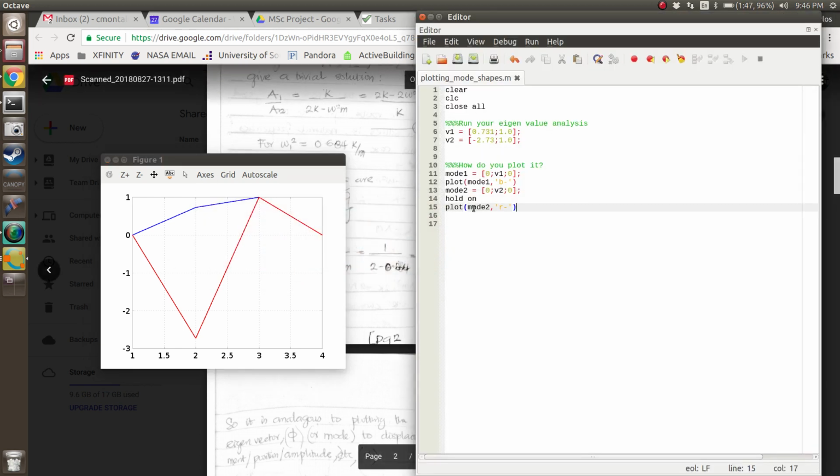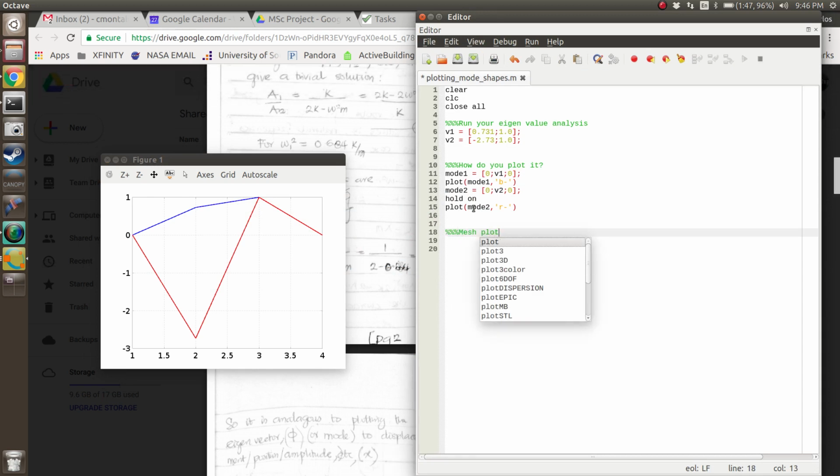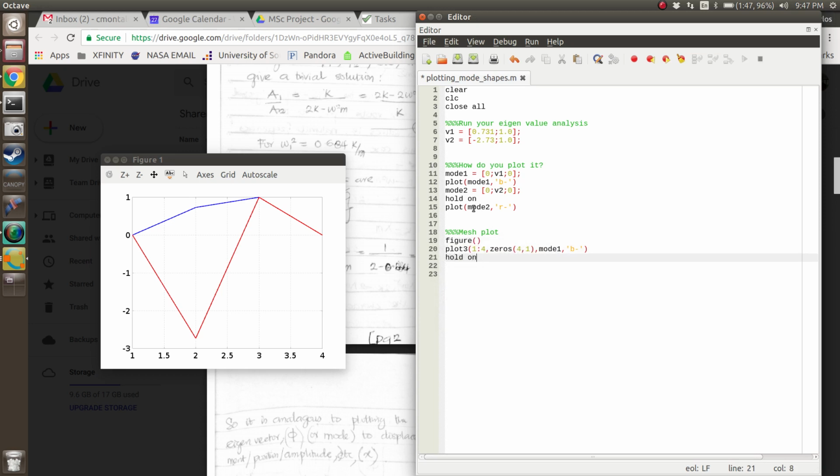Now, what I thought would be cooler was if we actually made not a contour plot, but a mesh plot of all of them. So if we did a plot3 command, our x coordinates would just be 1 to 4 because there are 4 points. Our y coordinates would be zeros(4,1), and then our z coordinates would be mode 1. And I'm going to plot that in blue, and then I need a figure. Hopefully this will make sense once I plot it. I kind of just want to do it and then explain it in a second. And then for this one, instead of zeros, I'm going to do ones, and then mode 2, and then I'm going to run that.